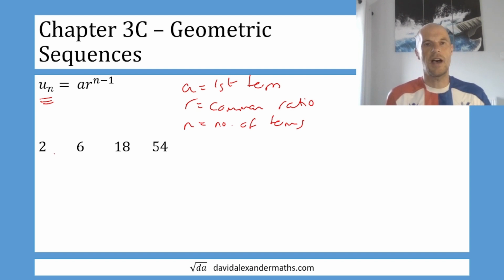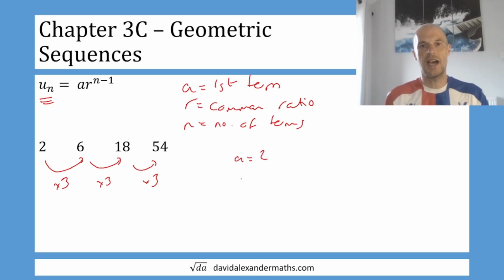Okay, so if it's an arithmetic sequence you're adding, for geometric we are multiplying. So here, to go from one term to the next, we are multiplying by 3. So in this sequence, a is 2 and the common ratio is 3. So therefore the nth term is 2 multiplied by 3 to the power of n minus 1.